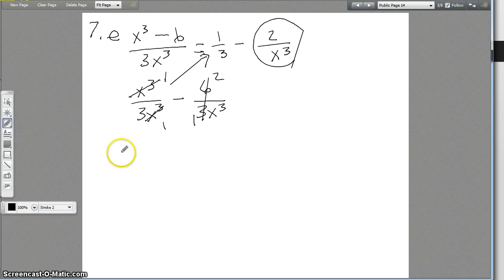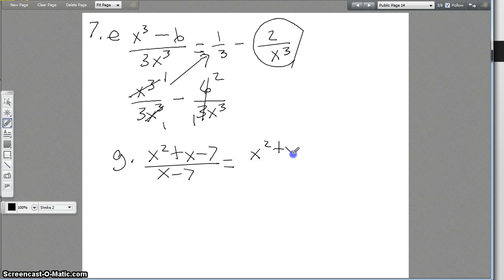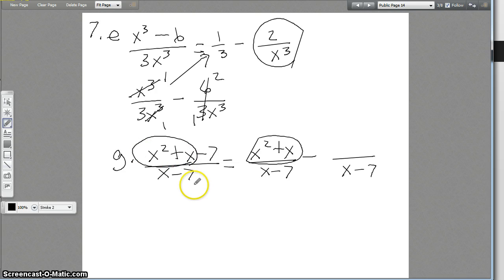Okay, let's jump down to part G. If we look at part G, it's x squared plus x minus 7 over x minus 7, and that equals x squared plus x over x minus 7 minus something. Well, if you look, you can see we have the same denominator. So we know that whatever we're going to be subtracting, it's going to be over x minus 7. So we look at the x squared plus x, and that's right here. What's left? Minus 7. So here's the minus, and we write our 7. So 7 over x minus 7 is what goes in that last spot.